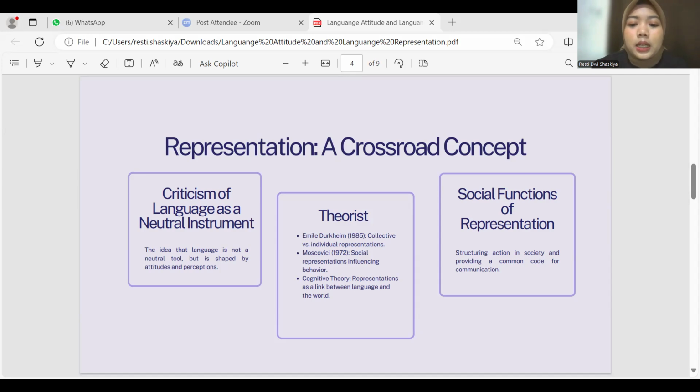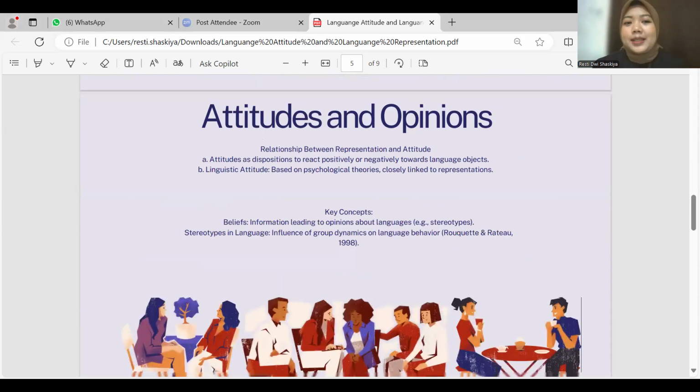Okay, the next section is about attitude and opinions. The relation between representation and attitude. Attitudes are how people feel or react towards something, either positively or negatively. These attitudes are shaped by how we represent or think about things, like language. For example, if someone has a positive representation of a language, they are more likely to have a positive attitude towards it.